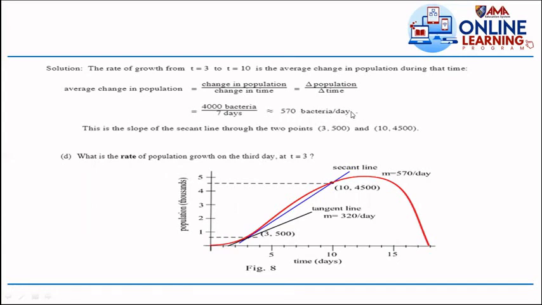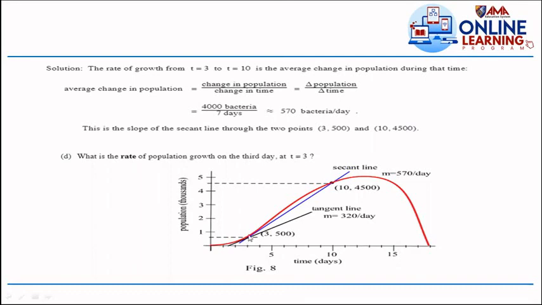per day po. So paano nakuha yung 570? Dito, no? Yung 4,000 divided by 7. So you're going to have 570 bacteria per day. Okay? So this is the slope of the secant line through the 2 points. So gagawin po natin siya ng figure ulit para ma-apply po natin yung tangent lines. So 3, 500, and 10, and 4,500. Okay? So ito yung point of reference natin, yung pinakauna after 3rd day.